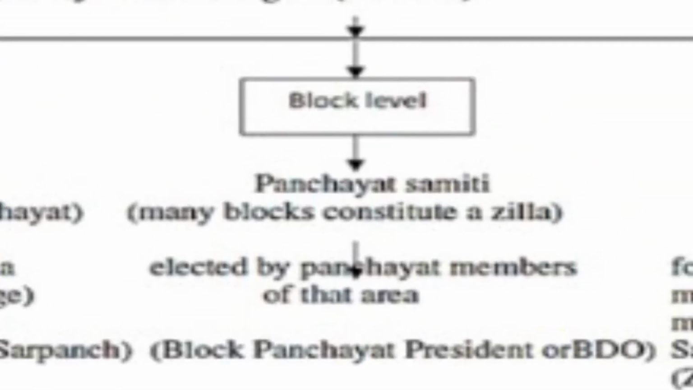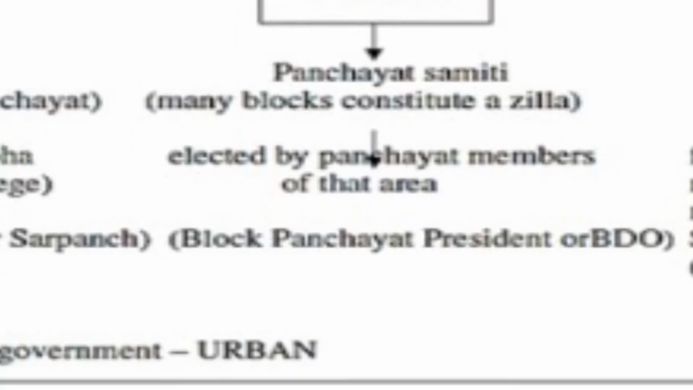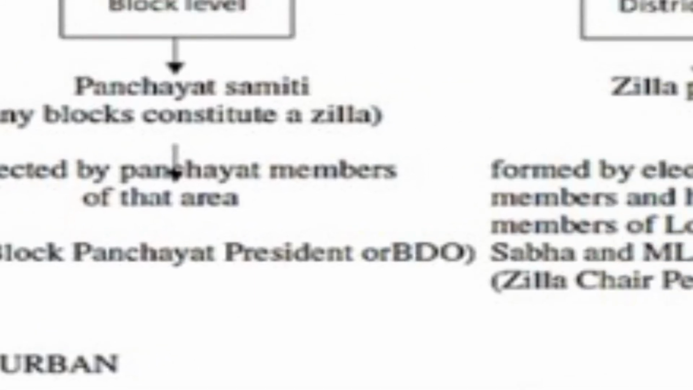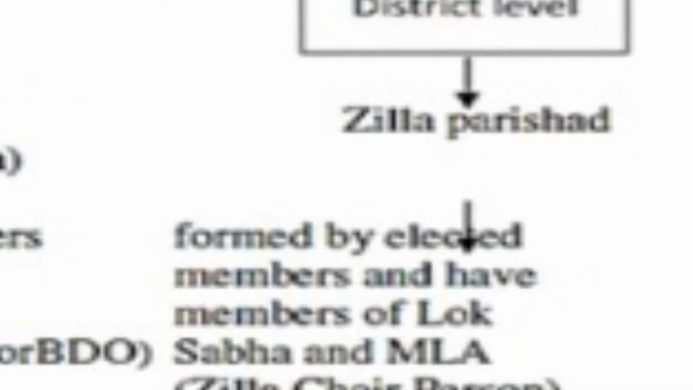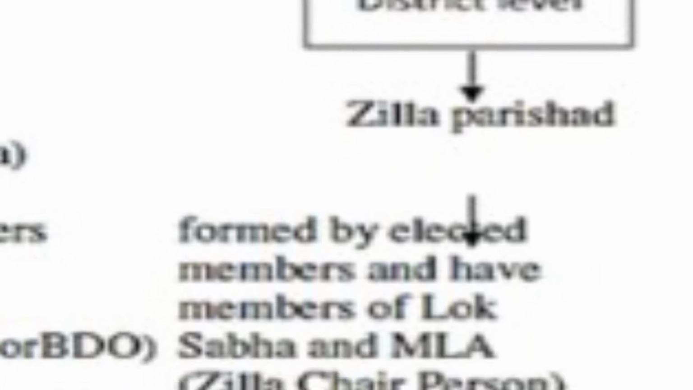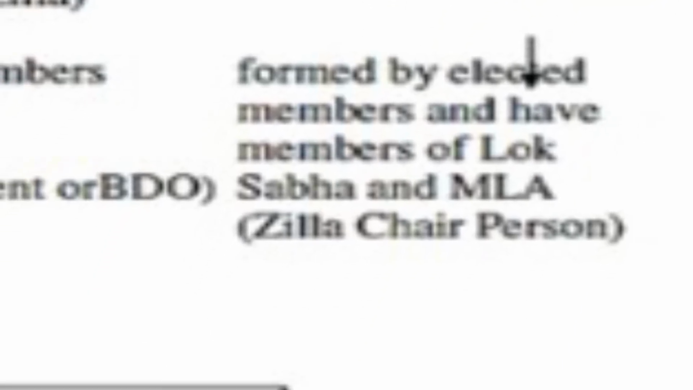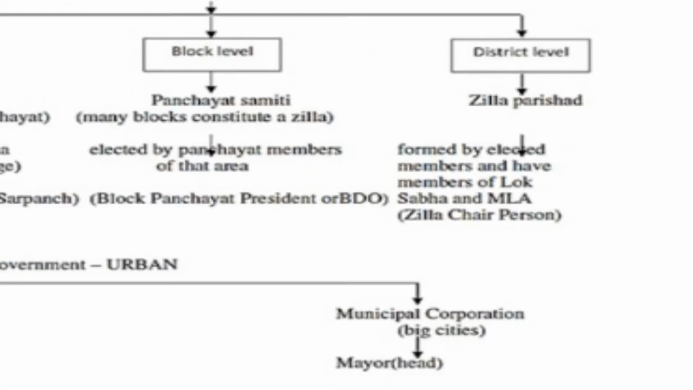Then we have the block level, the Panchayat Samiti. Many blocks constitute a zilla or a district. This is elected by the Panchayat members of that area. The block Panchayat president is the BDO, or the block development officer. At the district level, we have the Zilla Parishad formed by the elected members and having members of the Lok Sabha and MLAs of that particular region, with the Zilla chairperson.